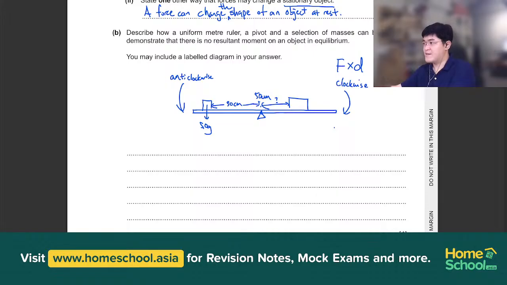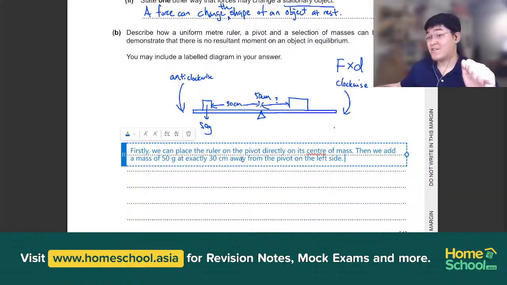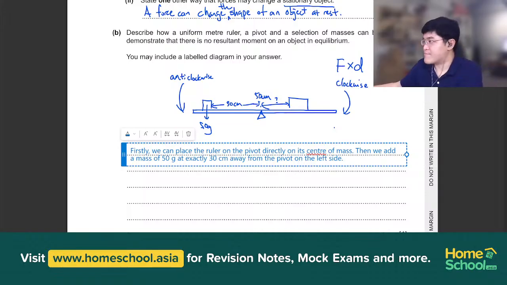All right. Firstly, as you see, we place the ruler on the pivot directly on the center of mass because I want to get rid of the force acted by the ruler. So the ruler doesn't matter. And then we add a mass of 50 grams exactly 30 cm away from the pivot on the left side. All right, that's our first part.